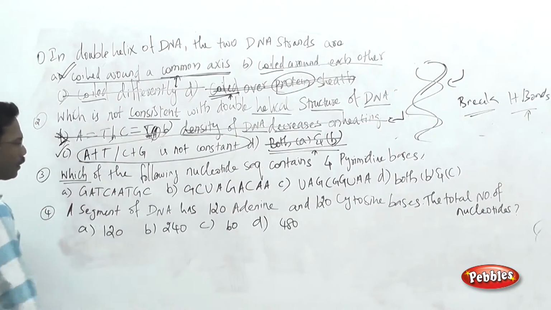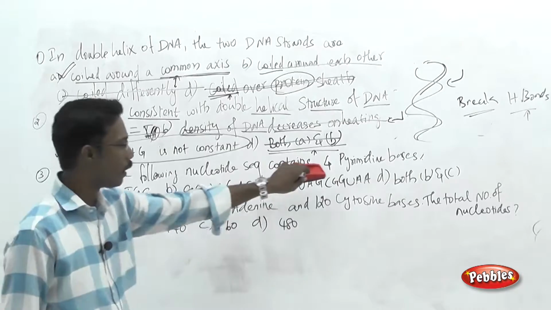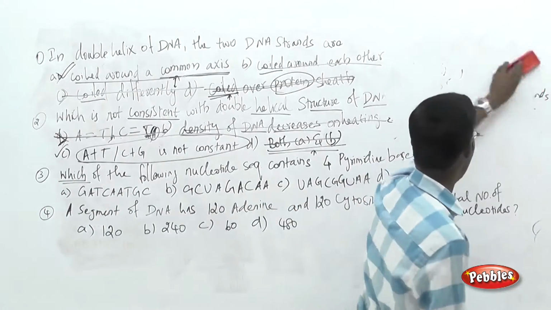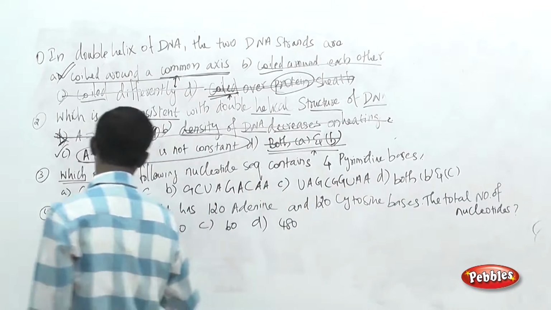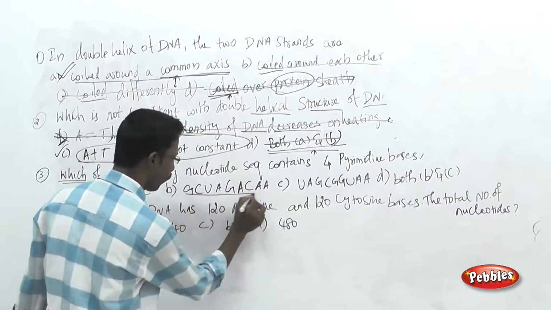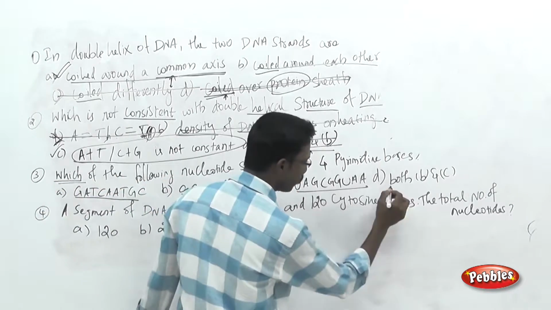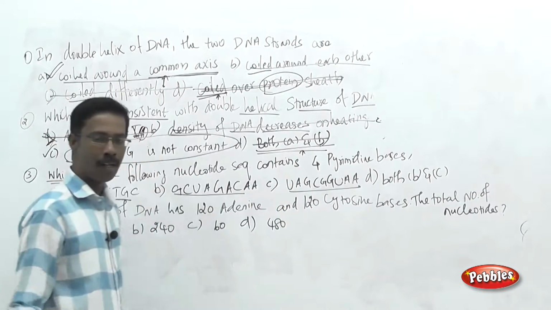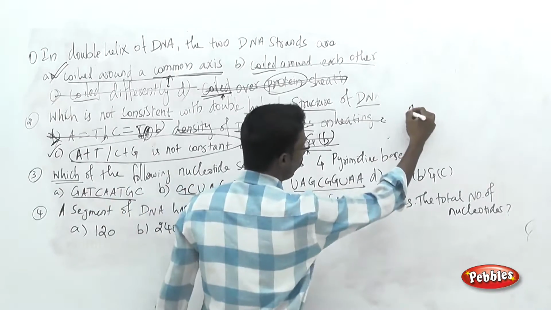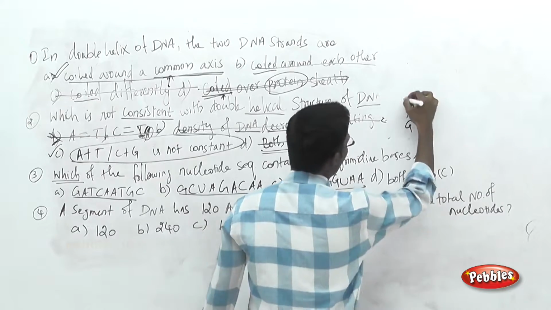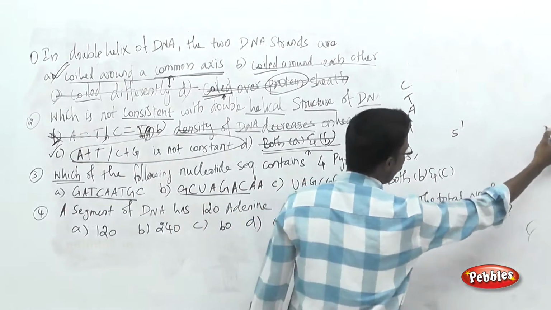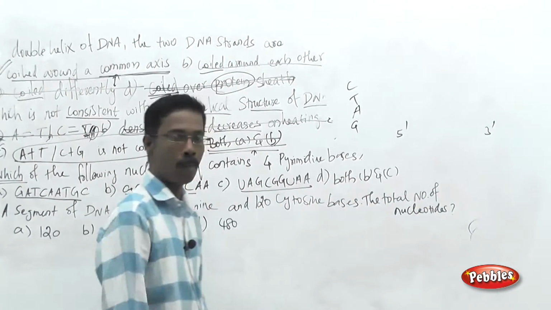Which of the following nucleotide sequences contains 4 pyrimidine bases? This is a very straightforward question. Over here they have given some DNA sequences. We can write the DNA sequence by means of the alphabets. There are 4 bases: adenine, guanine, thymine and cytosine. Suppose you want to write a DNA as a sequence, you have to start from the 5' end to the 3' end.